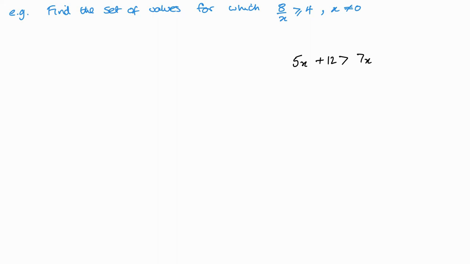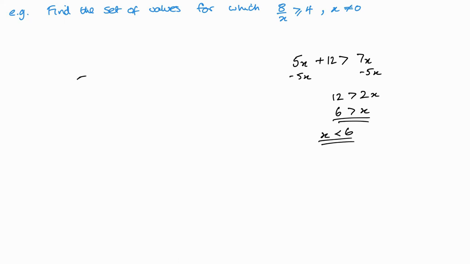So if I solve this properly, what I would normally do is take away 5x from both sides. That leaves me an inequality like this. 12 is greater than 2x. I would then divide by 2. So you can see quite clearly here that x is less than 6.